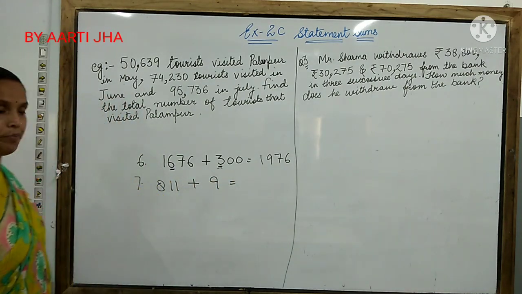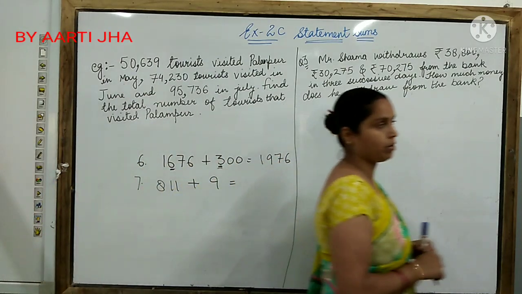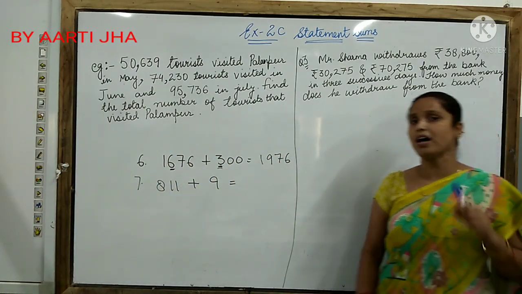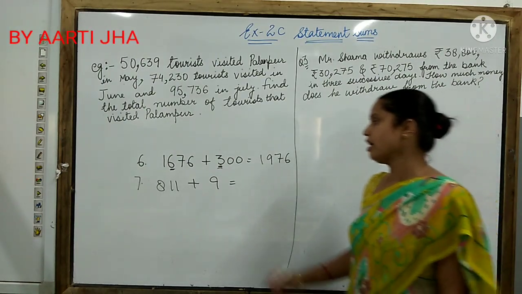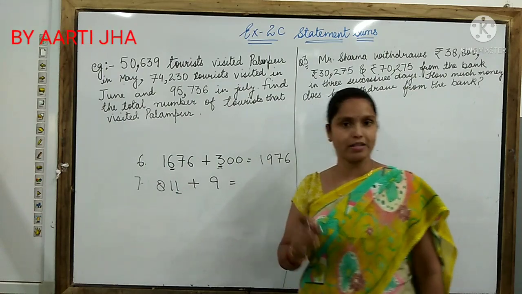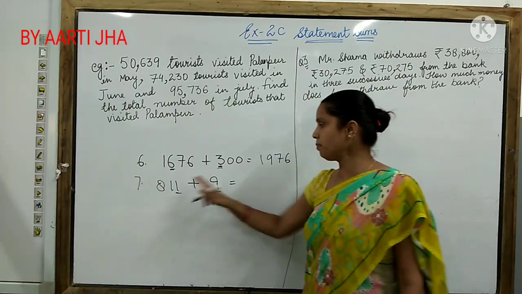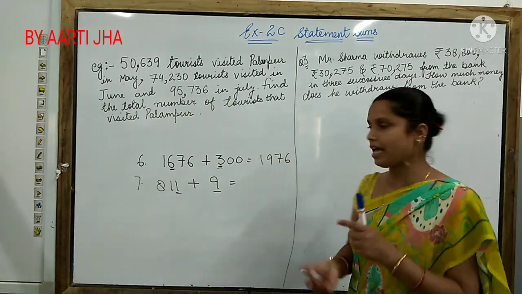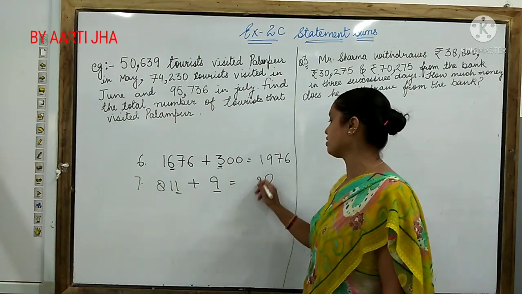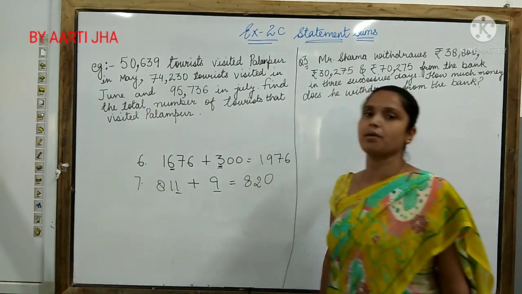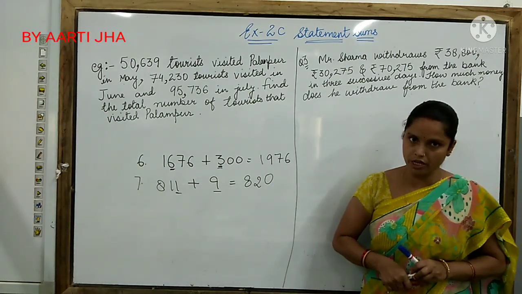Now here you can see your first addend is a 3-digit number and the second addend is a 1-digit number. So when we are adding them, you are going to take only the first place value of both the addends. Here the ones digit is 1 and here the ones digit is 9. So 9 plus 1 is how much? Yes, it is 10. And 1 goes as a carry to the next neighbor digit, which becomes 2, and your answer comes as 820.